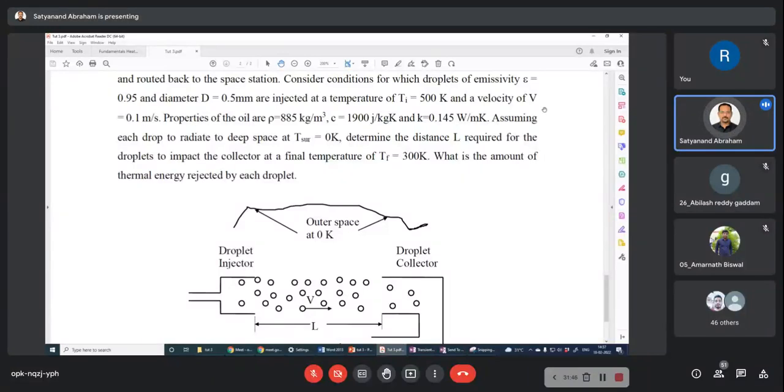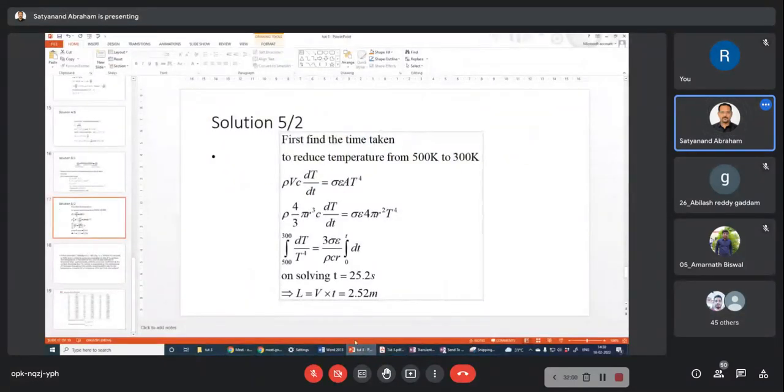So the velocity is given as 0.1 meter per second, and we found the total time required for the droplet to cool from 500 to 300. Based on that we can find the total length. Total length is equal to velocity into time, which is equal to 2.52 meter. Once you get the concept clear, it is just 3 or 4 steps. That's how we can go for these lumped capacitance models.